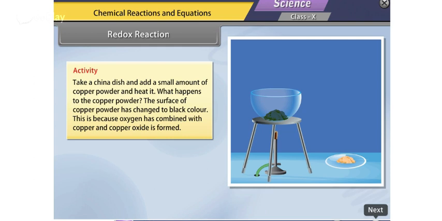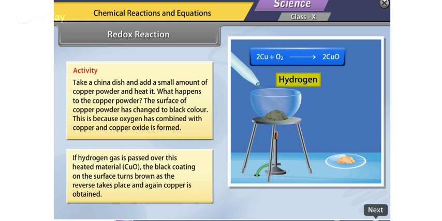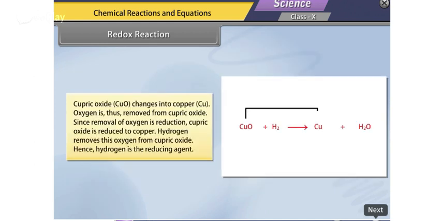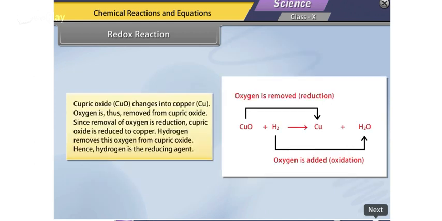This is because oxygen has combined with copper and copper oxide is formed. If hydrogen gas is passed over this heated material, CuO, the black coating on the surface turns brown as the reverse takes place and again copper is obtained. Cupric oxide changes into copper. Oxygen is thus removed from cupric oxide.